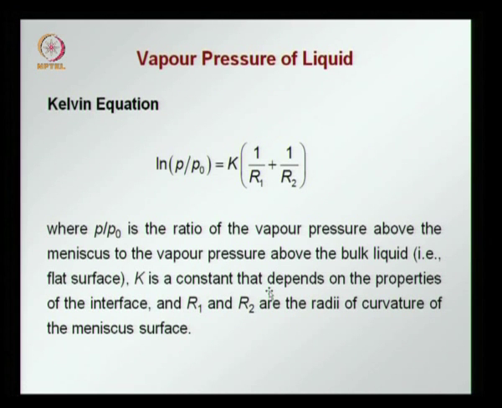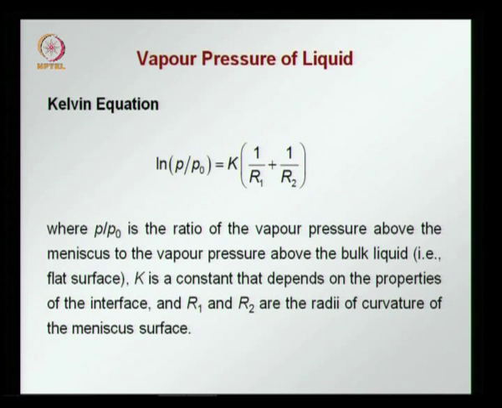The Kelvin equation gives us the relation between the ratio of vapor pressure above the meniscus to the vapor pressure above the bulk liquid, that is where the surface is flat, as shown here. The natural log of P divided by P0, this term is now the ratio of the vapor pressure above the meniscus, the curved surface, and the flat surface or the bulk liquid, is equal to K, which is a constant depending on the properties of the interface, and the sum of the inverses of the radii of curvature.